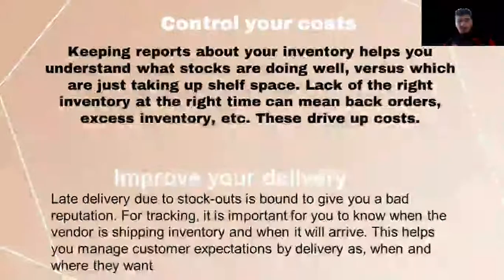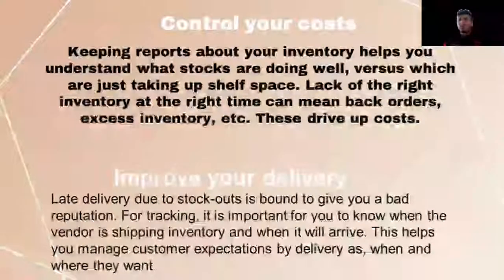For tracking, it's important to know when the vendor is shipping inventory and when it will arrive. So we need to tell the customer to track the item, where it is. For example, if it's coming from China, we tell them it's in China now, it's on the ship right now. It's coming, and then the next day we'll say it has arrived in your country, and then the next day we'll say your order is ready to be delivered to your home.